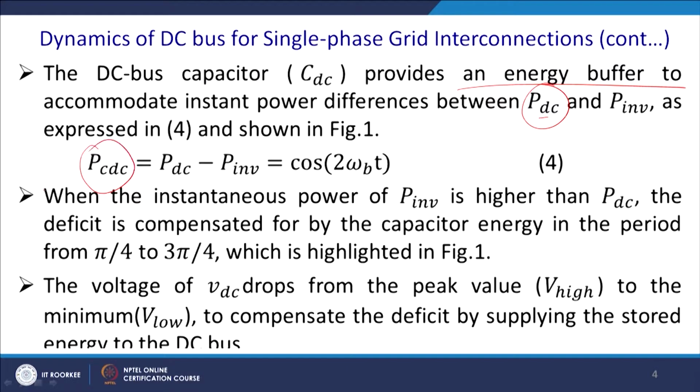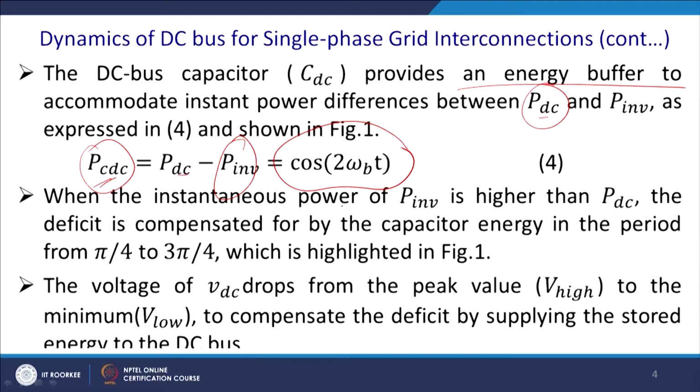So, the capacitor power, PCDC, essentially has PDC that has been fed by this DC to DC converter minus P inverter, which will have double frequency oscillations, and sometimes it will be positive, sometimes it will be negative. So, this has to be supplied by this capacitor.